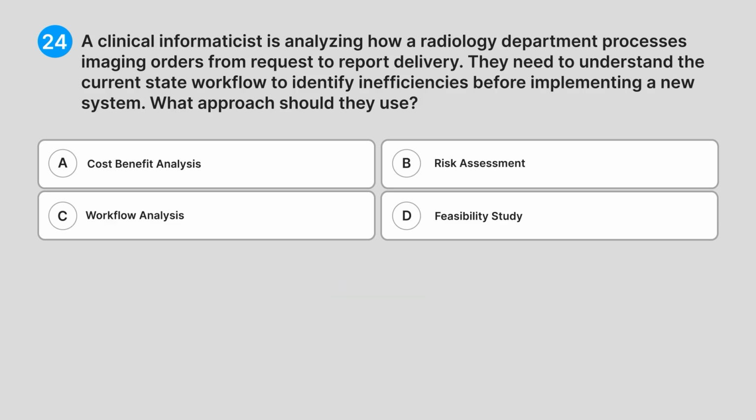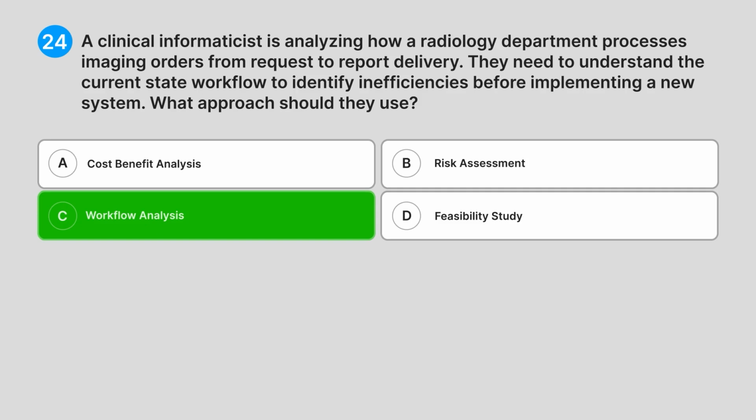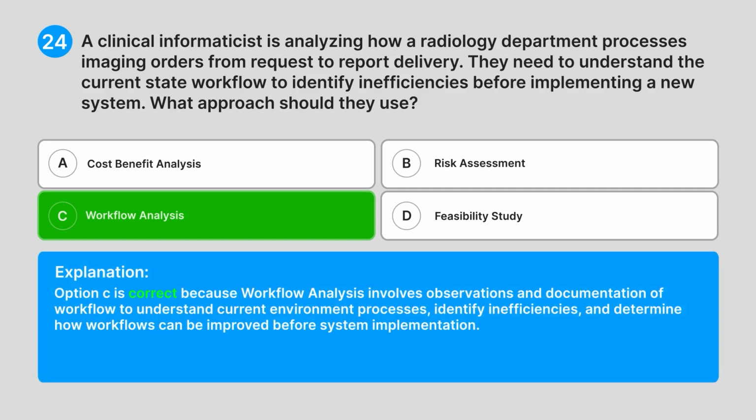Correct answer, C. Workflow analysis. Explanation: option C is correct because workflow analysis involves observations and documentation of workflow to understand current environment processes, identify inefficiencies, and determine how workflows can be improved before system implementation.